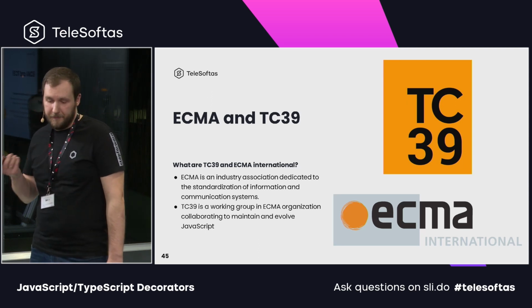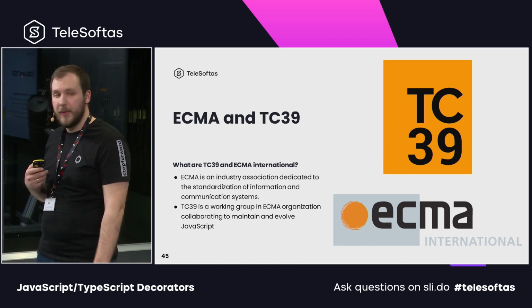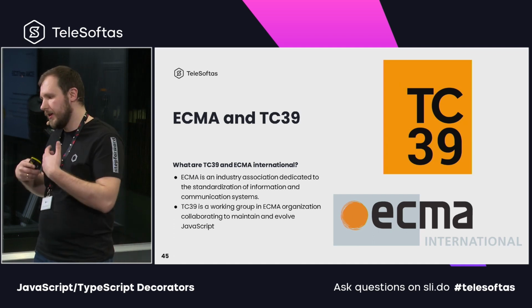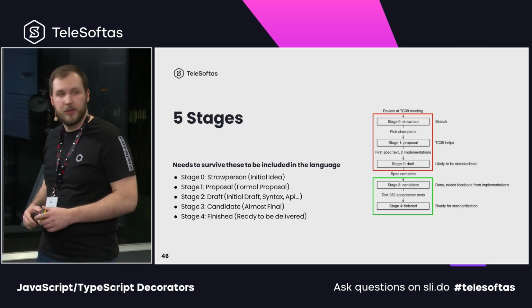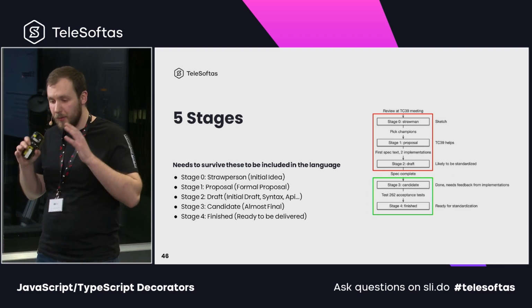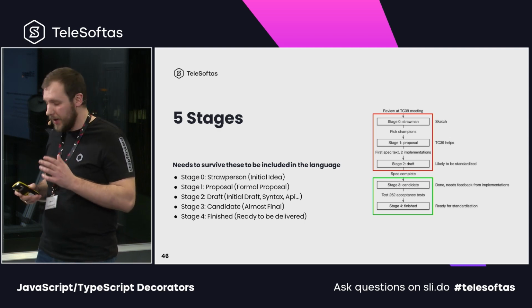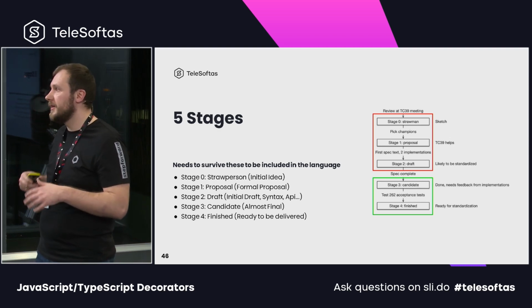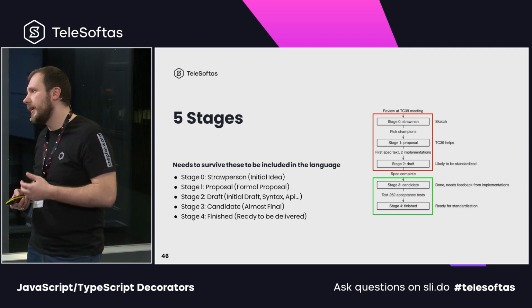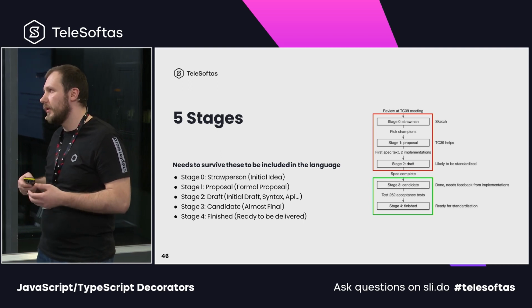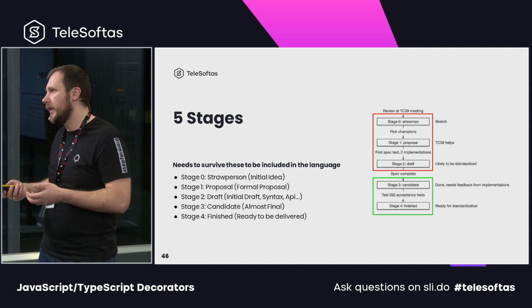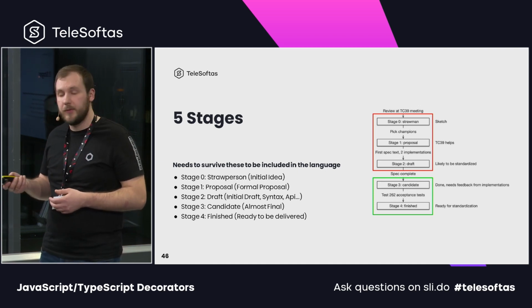So features like decorators and metadata that want to be added to the language need to go through 5 stages of an official process. So the first stage is stage 0, which is just an idea that gets suggested to the working group. And if the idea is good, a formal proposal is formed, and it reaches stage 1.